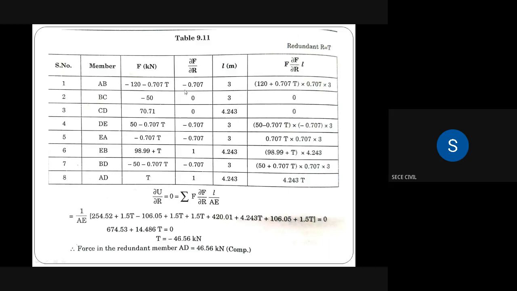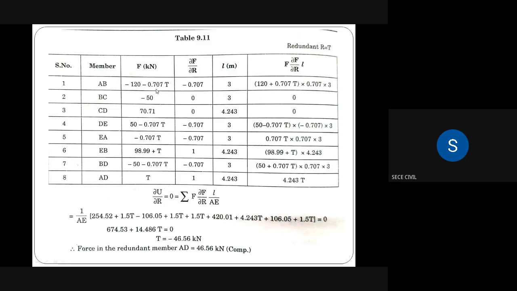Okay. The next step is dou F by dou R. So that is a differentiation. Dou F by dou R. For the first member, minus 120 minus 0.707 T. So dou F by dou R is nothing but differentiating partially with respect to the redundant force. So R is nothing but redundant. Here we are considering the redundant member as AED. In that member, the force we are naming as T only.